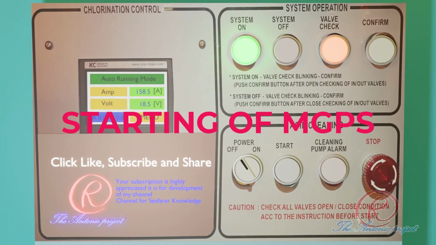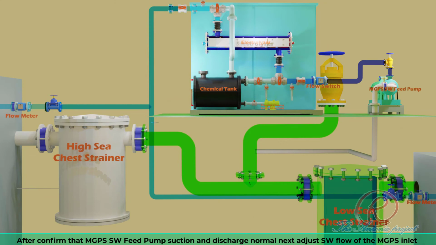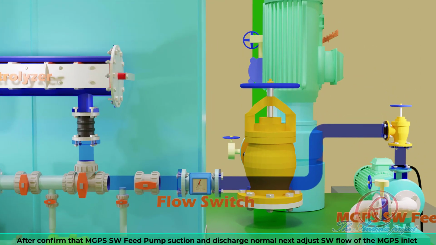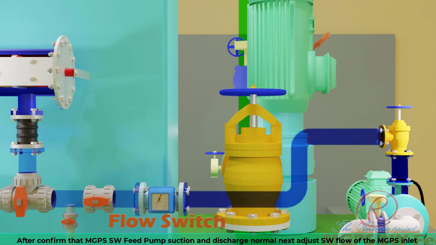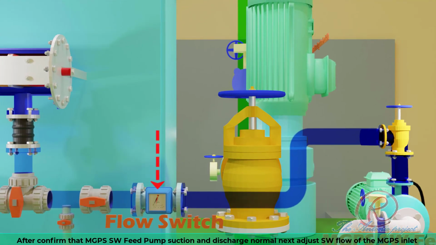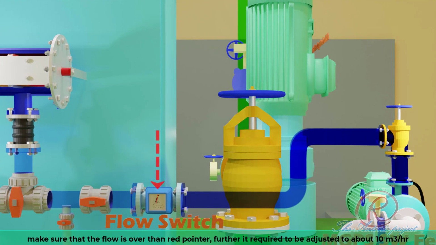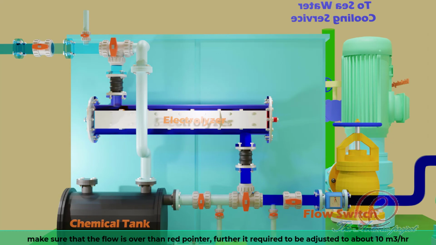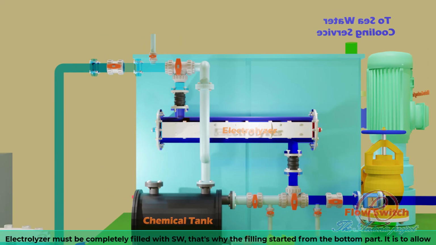Starting of MGPS. After confirming that the MGPS seawater feed pump suction and discharge are normal, next adjust the seawater flow at the MGPS inlet. Make sure that the flow is over the red pointer. Further, it requires to be adjusted to about 10 cubic meter per hour.